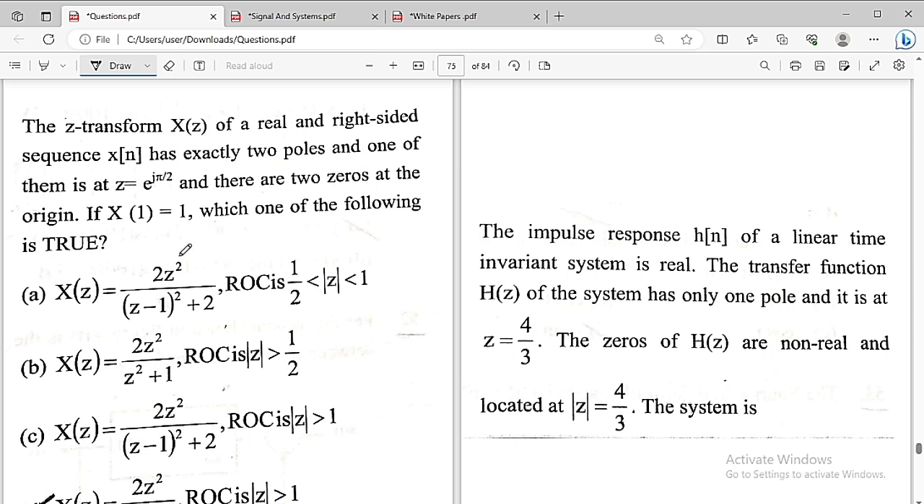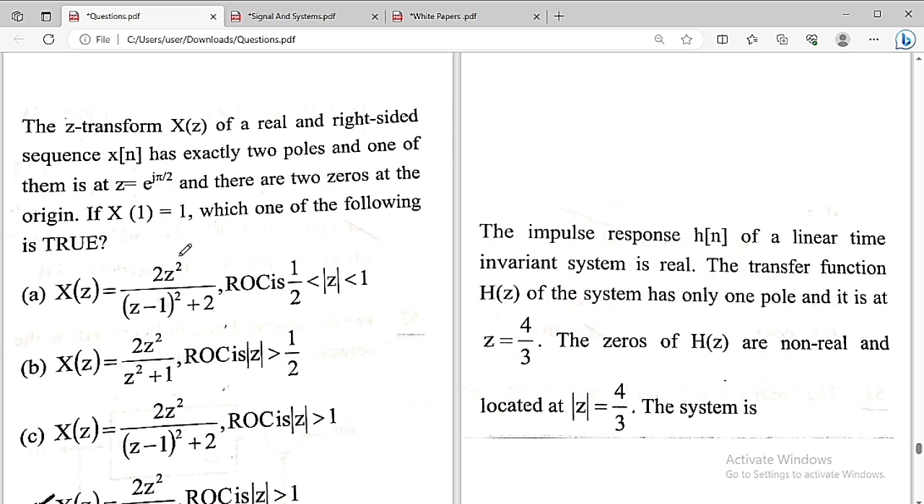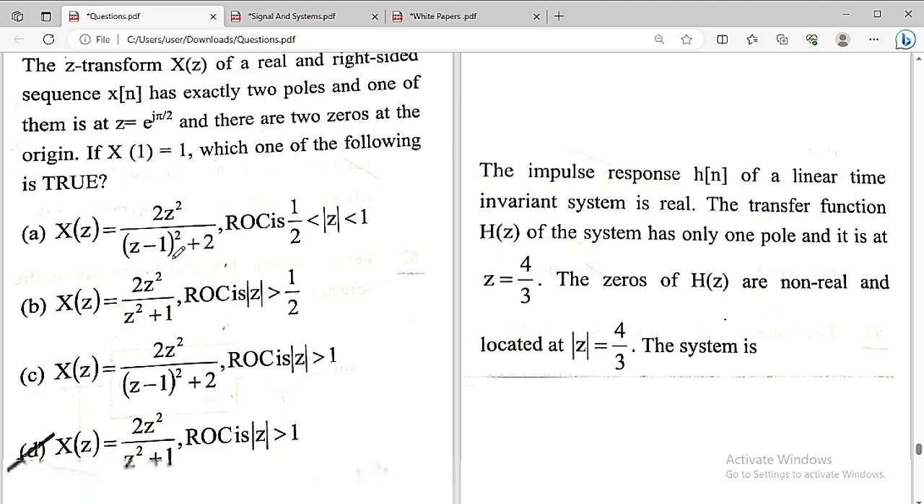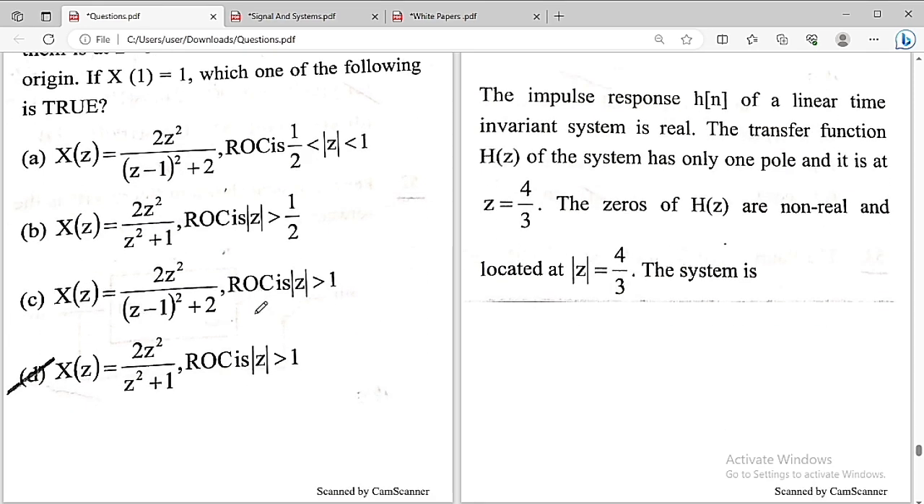Basically, suppose there is some signal x of n given, which is a real signal and also a right-sided sequence. If you take the z transform of x of n, we get X of z. They also say it has exactly two poles, one of them located at z equal to e to the power of j pi by 2, and there are two more zeros present at the origin. If x of 1 is equal to 1, it means that if we substitute z equal to 1, we get the value 1. Out of the options, we need to figure out X of z and also the ROC.